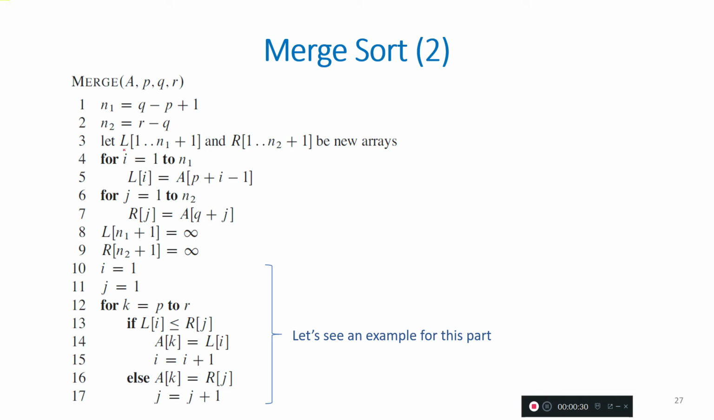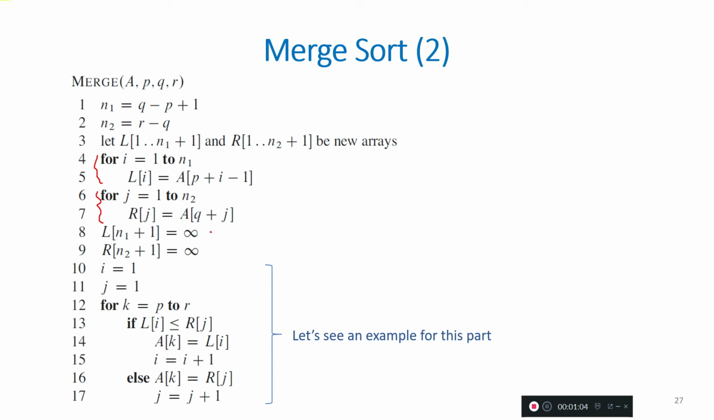We define two new subarrays, L and R, which denote left and right. And what we do is we copy the first half from A into L using this for loop, and we copy the second half of A into R using the second for loop. And the last element of the L and R arrays, which are the new arrays, are placed with an infinity sign, which is actually a sentinel used as a marker to show that this is the end of the array.